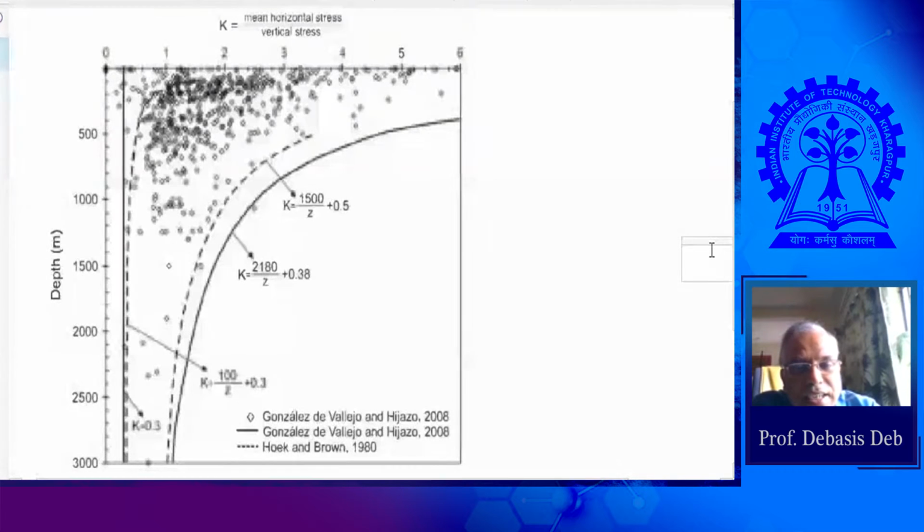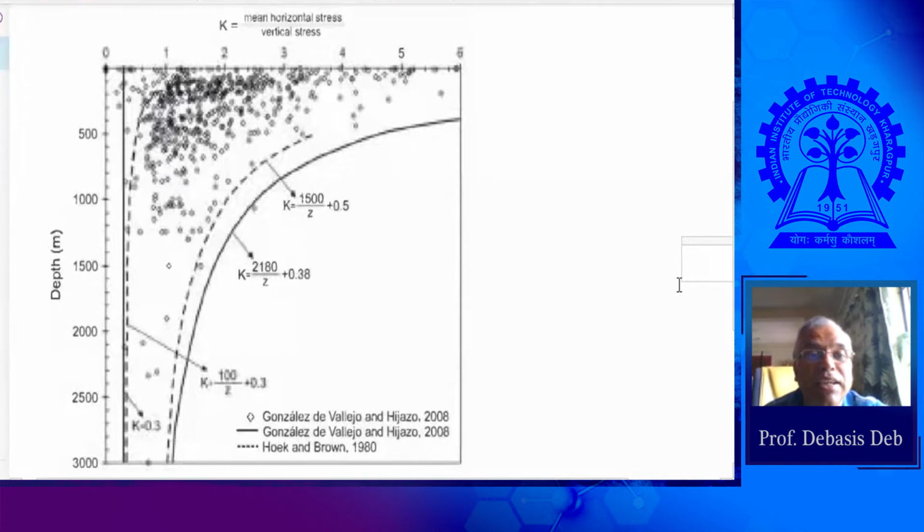So this is a picture of in situ stress ratio versus depth, or I would say the depth versus in situ stress ratio, whichever way you say. Now, most probably, Professor Verma has told you that the in situ stress ratio K, which is the mean horizontal stress divided by the vertical stress. So that's a very important parameter for us.